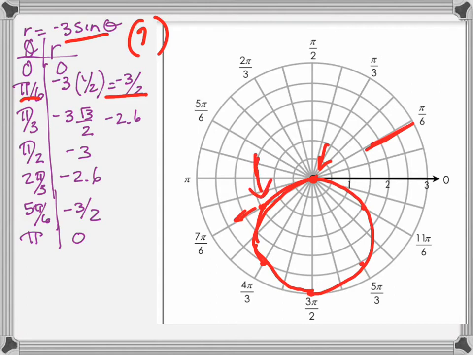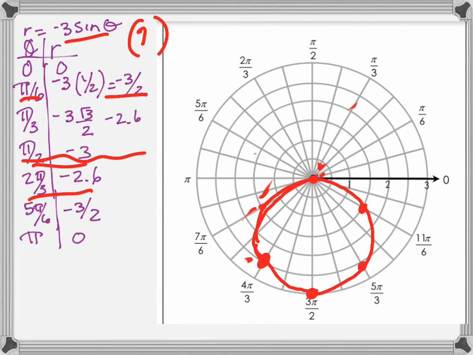Then at pi over 3, it was -2.6. So again, I'm going backwards on this line. So I'm getting this point right here. And then at pi over 2, it was -3. So I got that point right there. And at 2 pi over 3, I'm kind of doing symmetry now, because at 2 pi over 3, it was -2.6. And then at 5 pi over 6, backwards, it was 1.5, and then back to 0. So that's what that graph looks like. Let me clean it up so you see it. That's what that graph should look like.